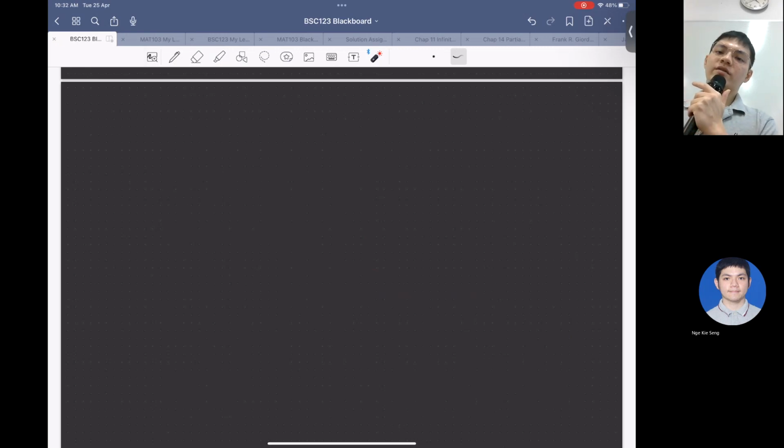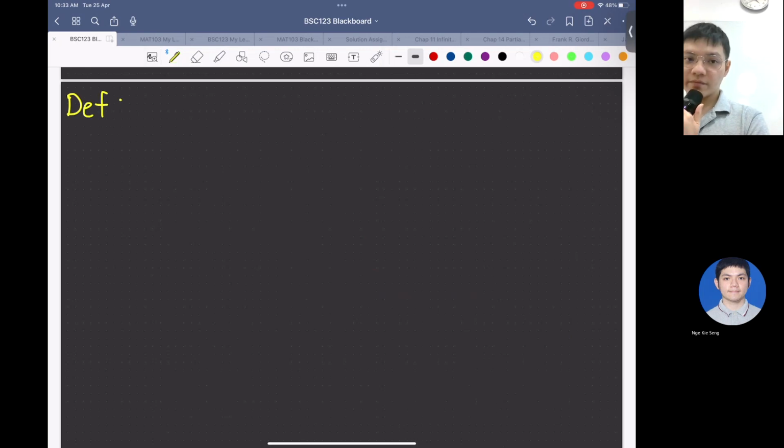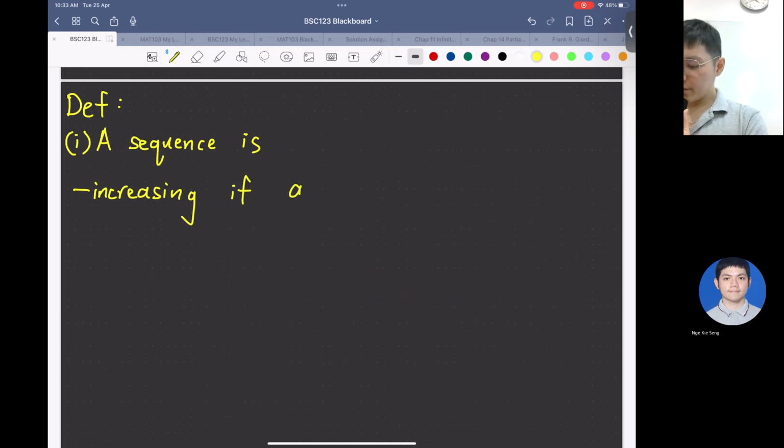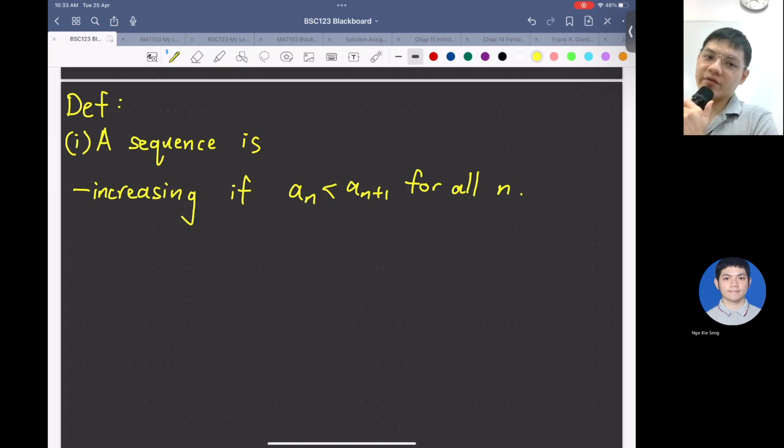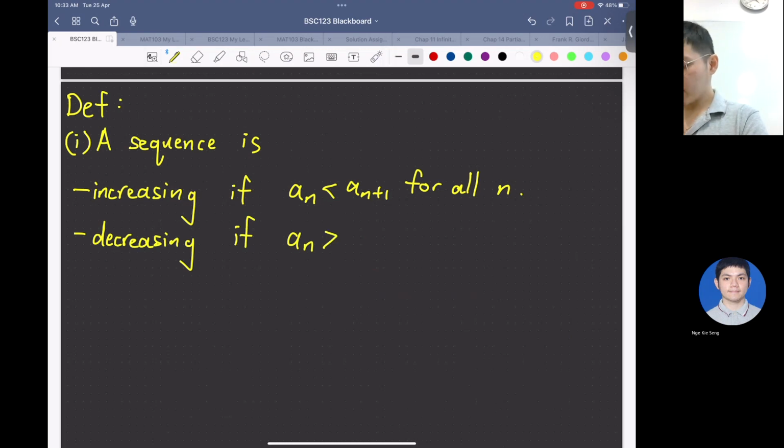Next, we're going to introduce a theorem called the monotonic sequence theorem. But before doing that, we need to introduce some definitions to characterize our sequence. A sequence is increasing if a_n is strictly less than a_(n+1) for all n, or a_(n+1) is greater than a_n. So the next term is greater than the previous term, strictly. And decreasing if a_n is greater than a_(n+1), so the previous term is greater than the next term.